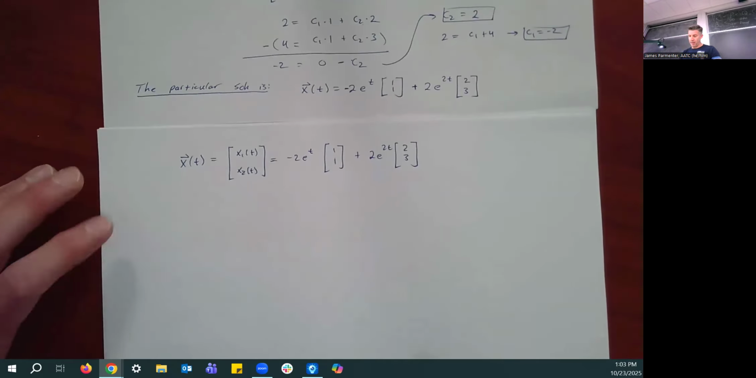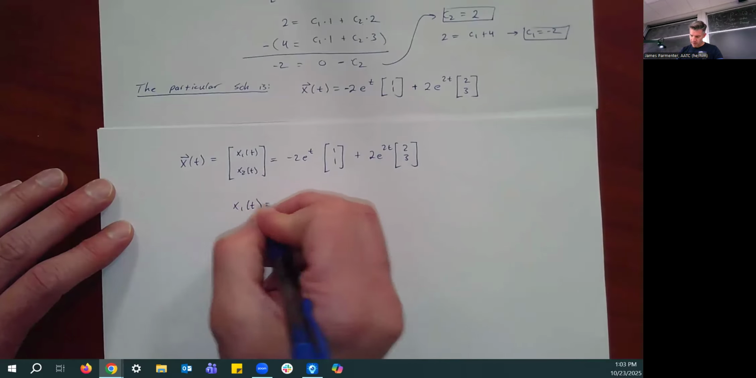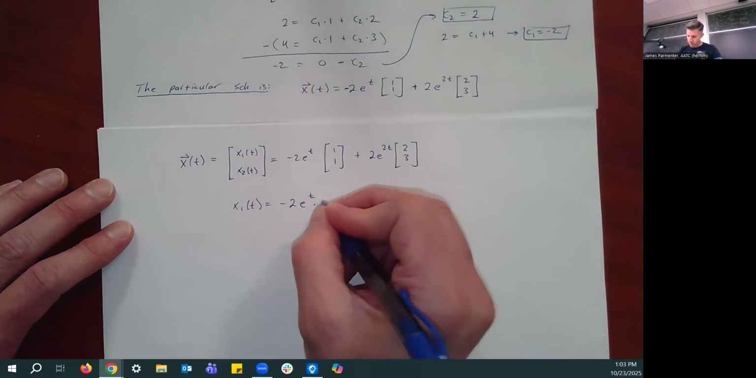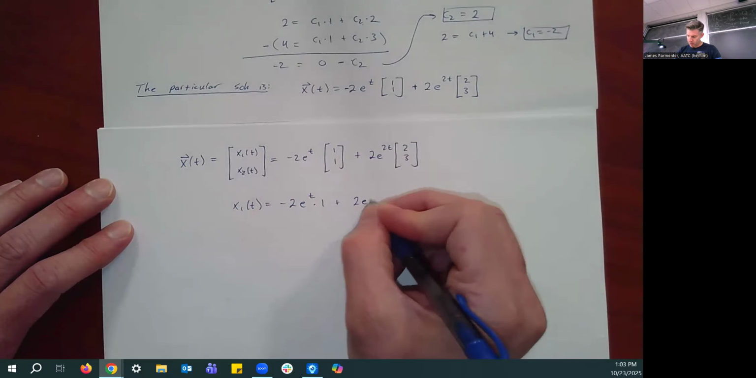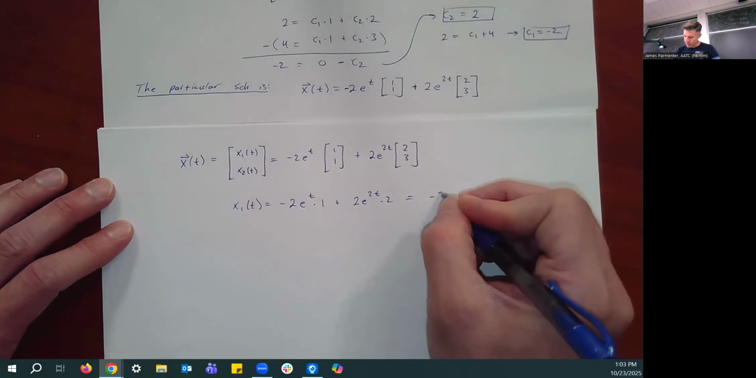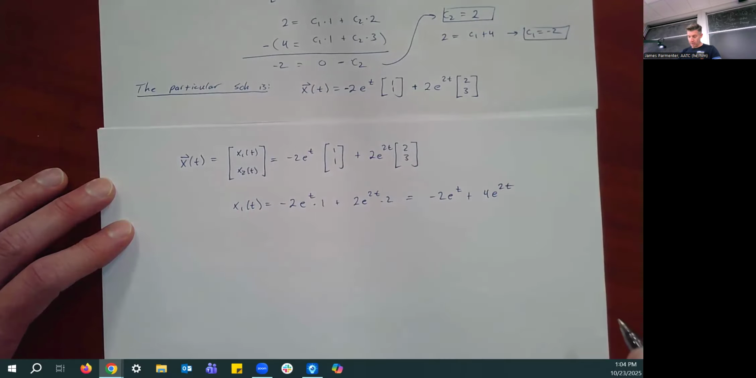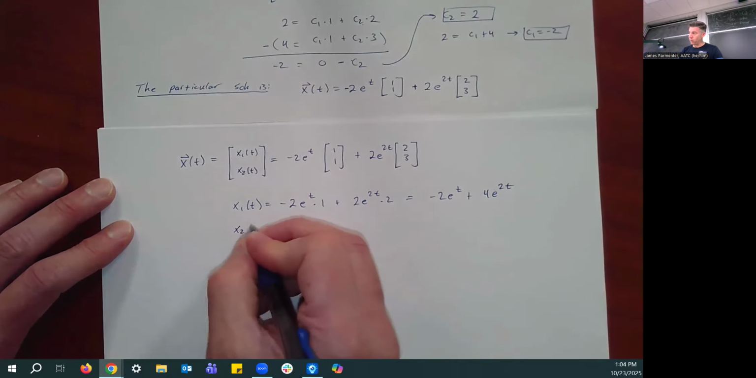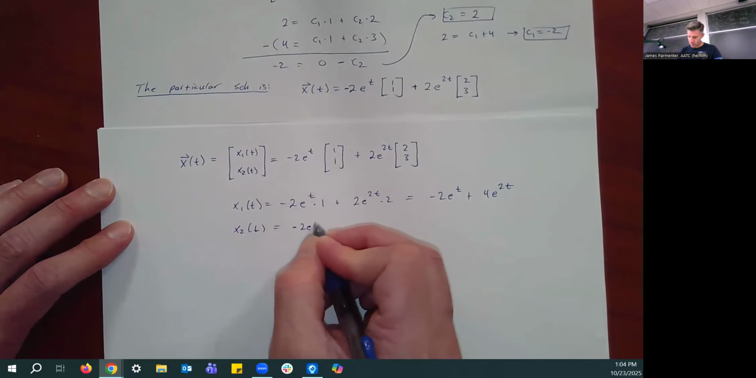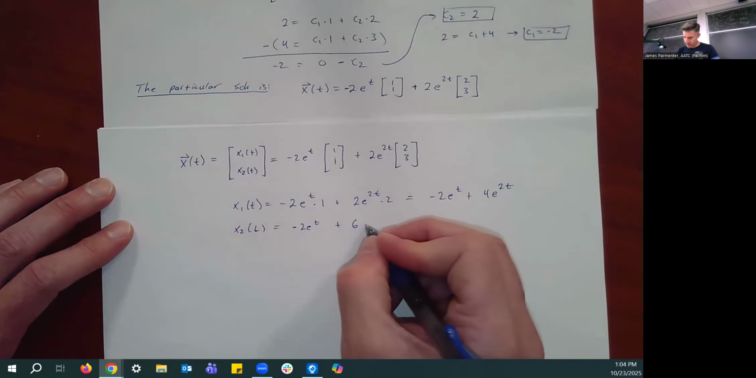So what that means for us is that x1 is just the top row stuff. So x1 of t is -2 e to the t times 1 plus 2 e to the 2t times 2. Or written in a more normal way, it's -2 e to the t plus 4 e to the 2t. In a similar way, x2 of t is equal to -2 e to the t times 1 plus 2 e to the 2t times 3, which is going to be 6 e to the 2t.